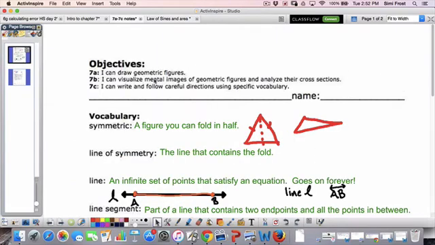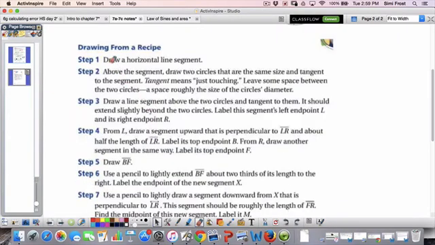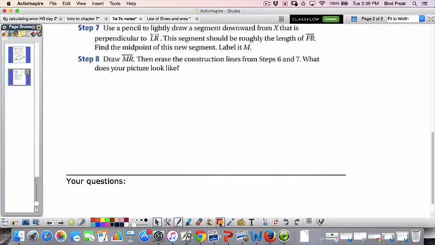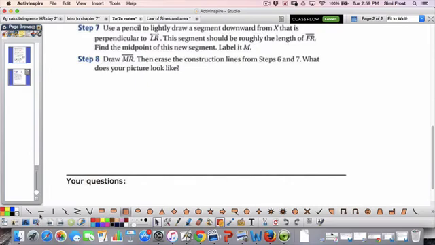Okay, our last objective here is I can write and follow careful directions using specific vocabulary. Okay, so here we have some directions from the book, and they sometimes call it a recipe. I'm just going to lead you through a couple of these steps in the video, and then I'm going to have you finish it up on your own. All right, draw a horizontal line segment. So in the space down here, I'm going to go ahead and draw a horizontal line segment.